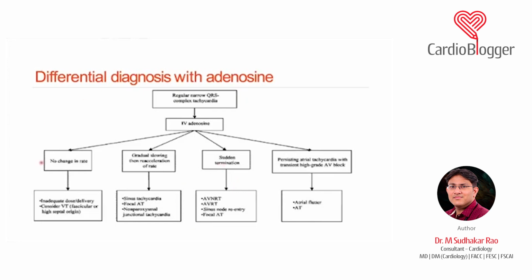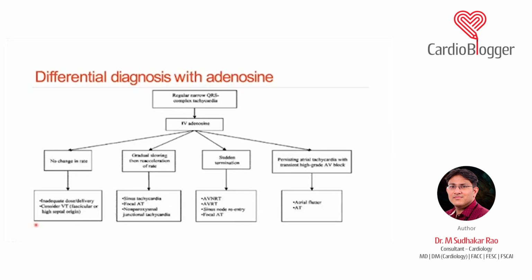Now, if there is no change in rate, it means either an inadequate dose delivery, and you should then consider other things like a fascicular VT, a narrow QRS tachycardia. Most of the time we have an RBBB type of morphology with a left axis deviation, and we think it's a narrow QRS tachycardia like SVT, but those are usually fascicular VT. Fascicular VT is usually seen in a structurally normal heart, 20 to 40 years of age, with a typical RBBB pattern with left axis deviation. Sometimes you may be able to see AV dissociation.